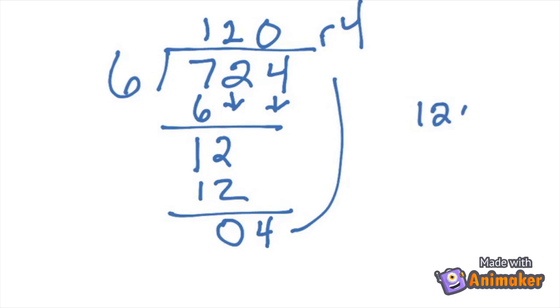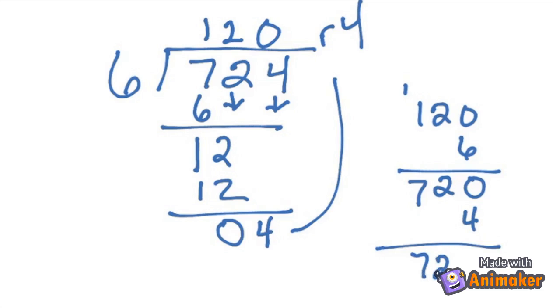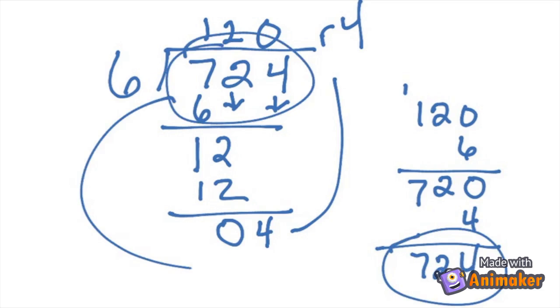So I have 120 times 6. 6 times 0 is 0. 6 times 2 is 12. And 6 times 1 is 6, plus 1 is 7, plus my remainder is 724. 724, I'm good.